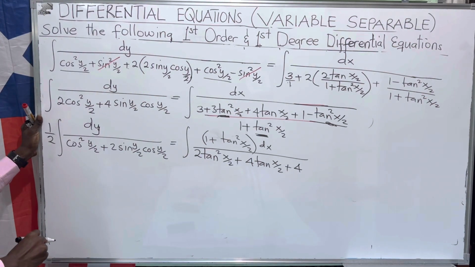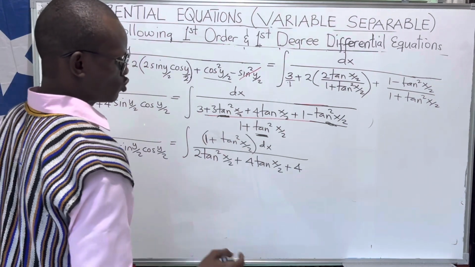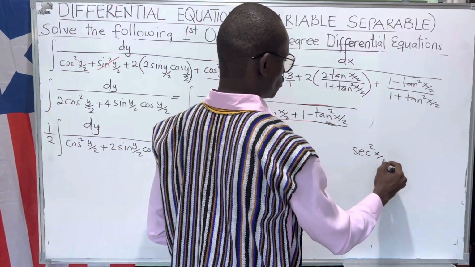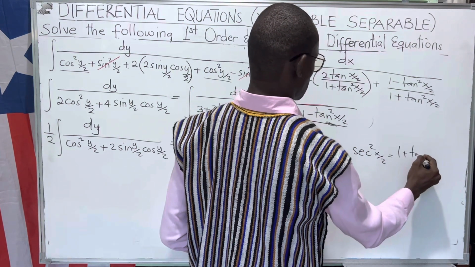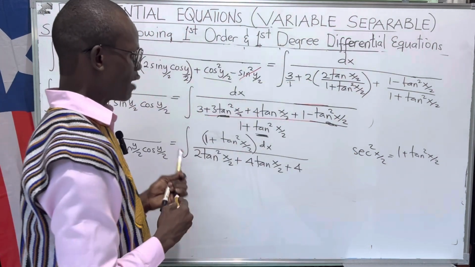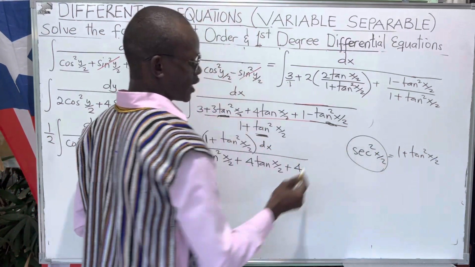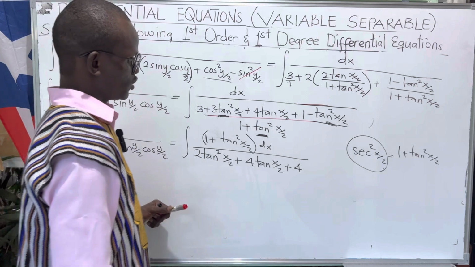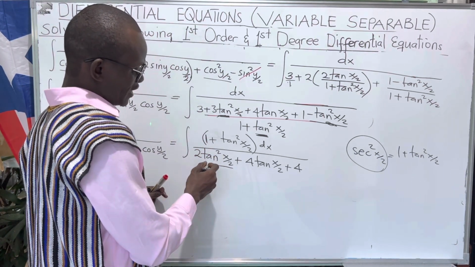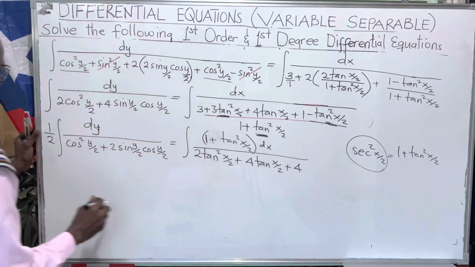Now for this 1 plus tangent square x over 2, we know that secant square x over 2 is equal to 1 plus tangent square x over 2. So we know for the derivative, if we allow our u to be tangent, if we differentiate tangent, we get secant square x, right? So since we want to allow our u to be tangent, then it means that we must bring in the identity for this 1 plus tangent square x over 2.